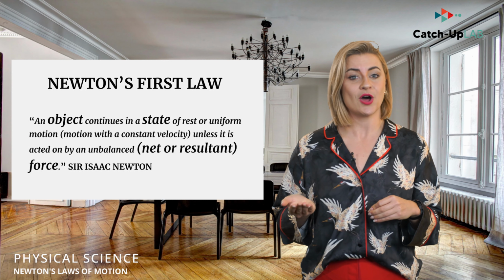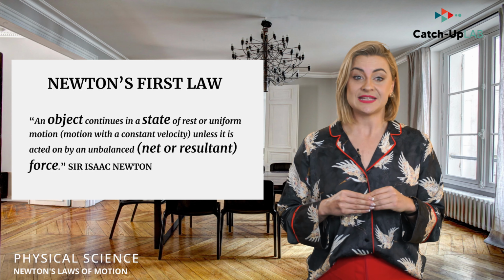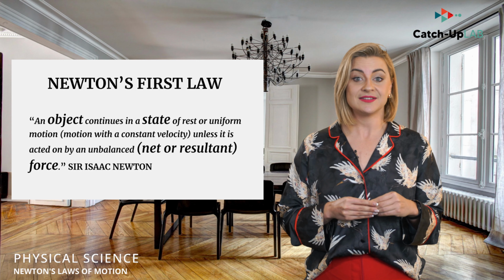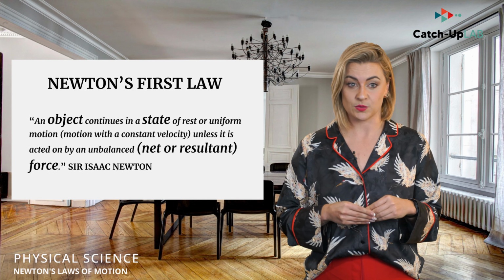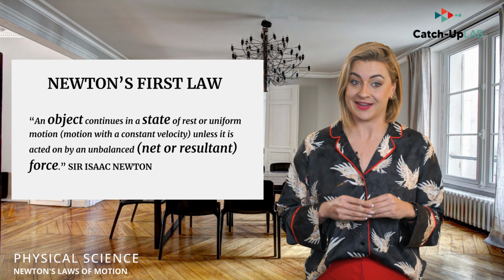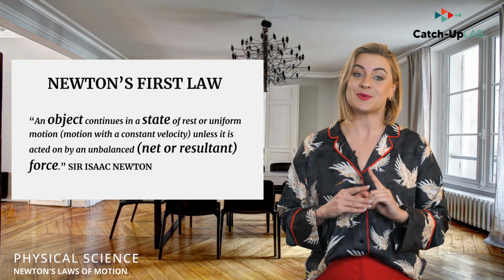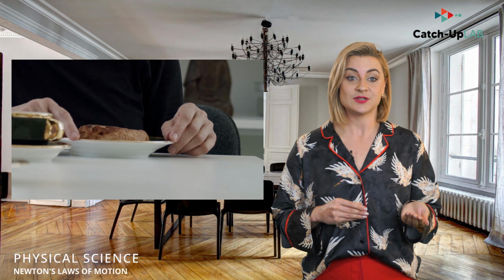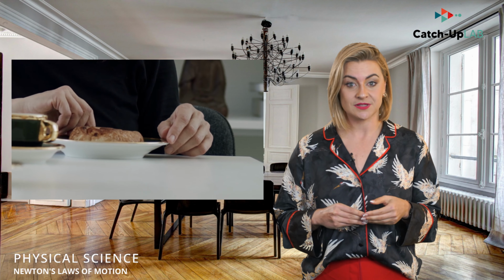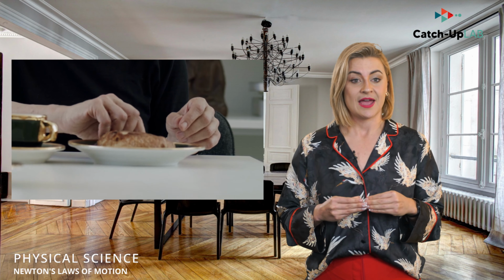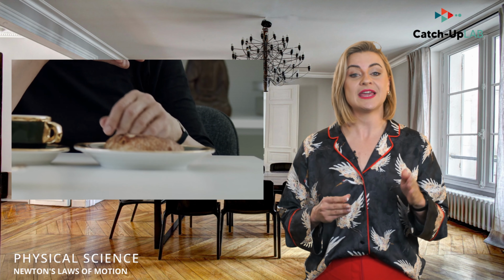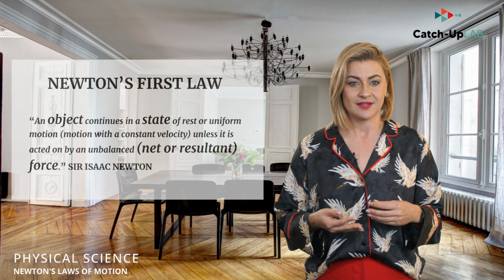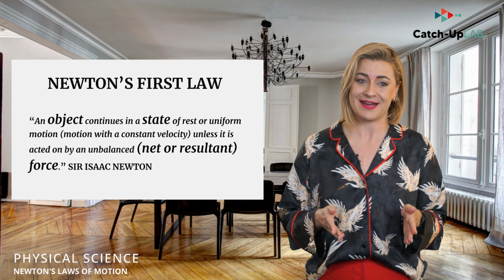Look at the first rule on your screen. You see the word object, state, uniform, and net or resultant force. Intimidating, right? But here is what this sentence is actually saying. Your plate will keep standing still on a table unless you move it. And if you throw your plate, it will keep moving at the same speed unless gravity kicks in. That sounds much simpler, right?